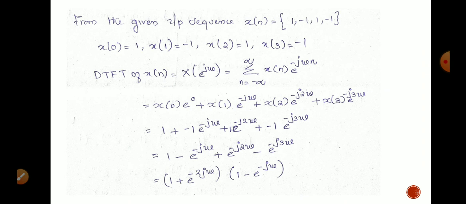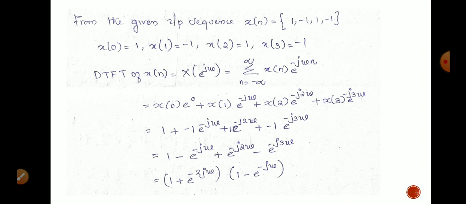Discrete time Fourier transform of x of n is represented as X of e raised to j omega. Its general equation is summation n from minus infinity to infinity x of n into e raised to minus j omega n. We have the samples only in 0, 1, 2, 3 positions. In all remaining positions, the amplitude of the values is 0.